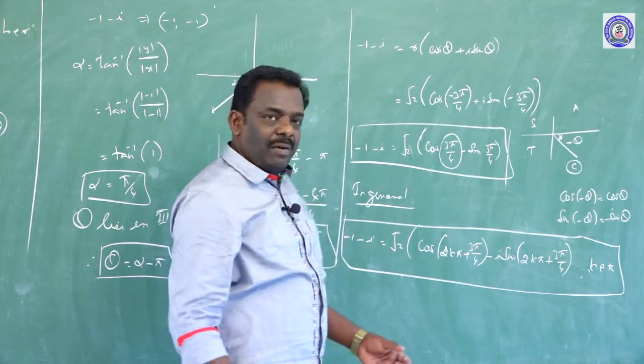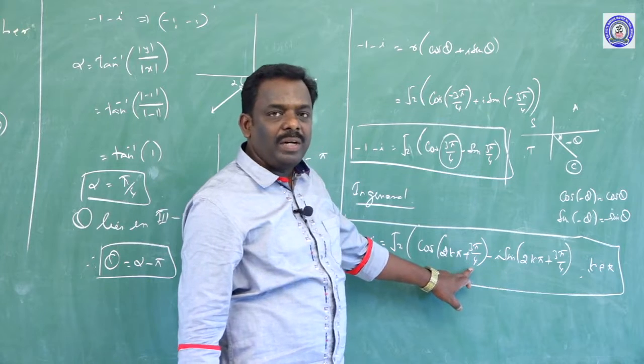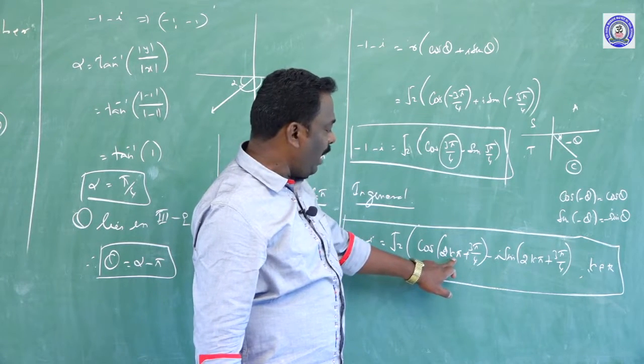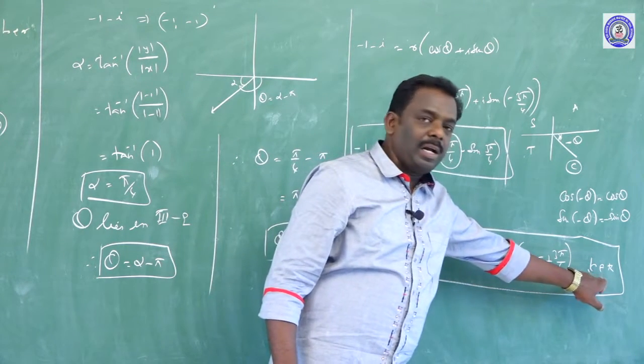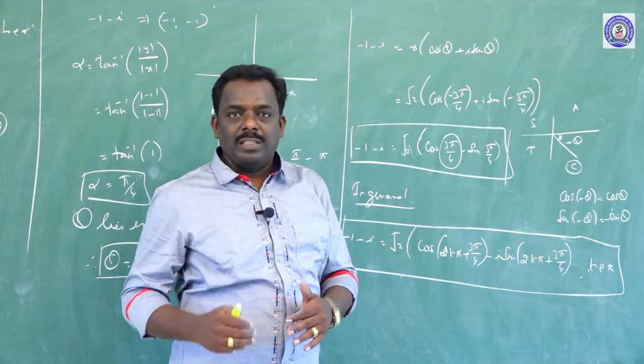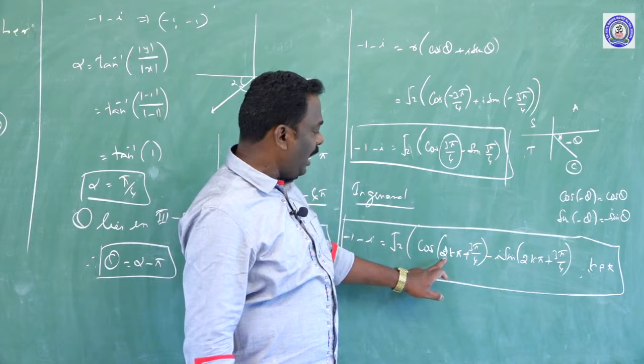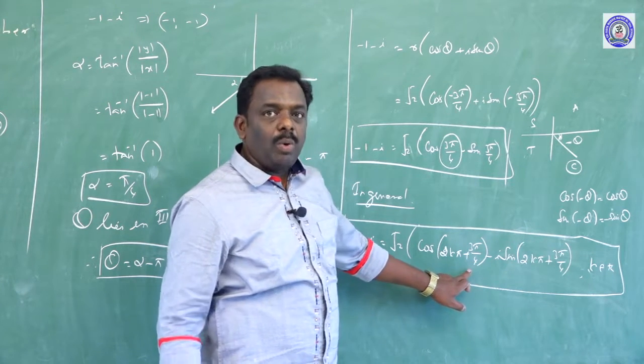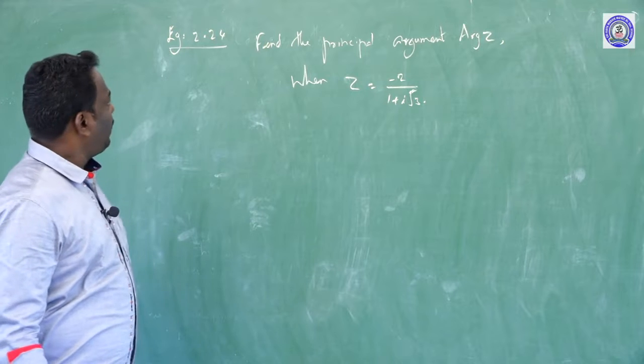In the general form, to the argument theta we can add 2k pi, where k belongs to capital R. Depending upon the k value, the angle will change. Therefore, the general form equals adding 2k pi to the argument.